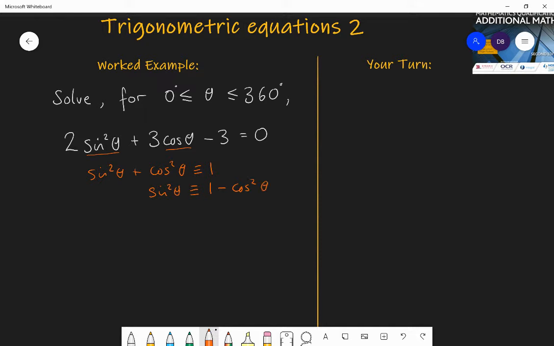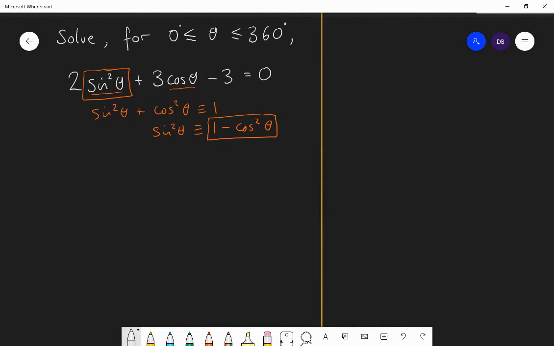And so what I'm going to do is replace sine squared theta with that expression because they are equivalent. And then that will leave me with just cosine throughout the equation. And so that's one trigonometric function, so I can solve the equation. So my next line will be 2 lots of 1 minus cos squared theta plus 3 cos theta minus 3 equals 0.